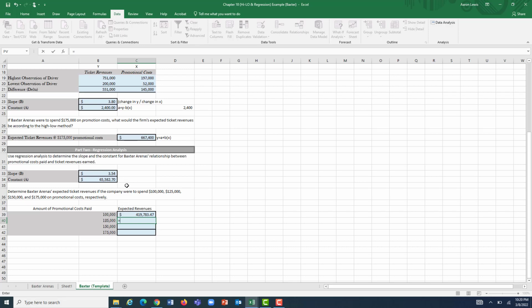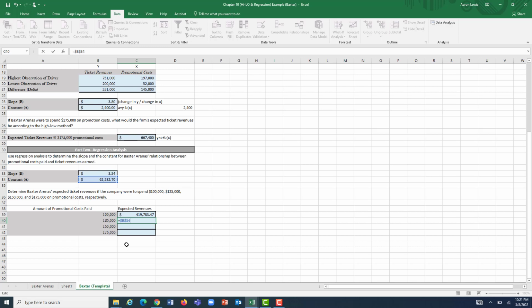Next up, we got $125,000, and we can do the same thing here. It's going to be Y equals A plus BX. I always want A and B to be the same, right? Because no matter what amount of promotion costs we put in, our constant is still $65,582.70. Our slope is still $3.54. So what I'm going to do is hit the F4 key right now. Hopefully, if it's going to work for me, it's going to make the reference absolute. We're going to have dollar signs in there. If you have one of those computers where F4 wants to be your mic mute, you might have to hold down the FN, the function button, to get it to work, but you'll know it works when it's a dollar sign, B dollar sign, cell number in this case, which we have.